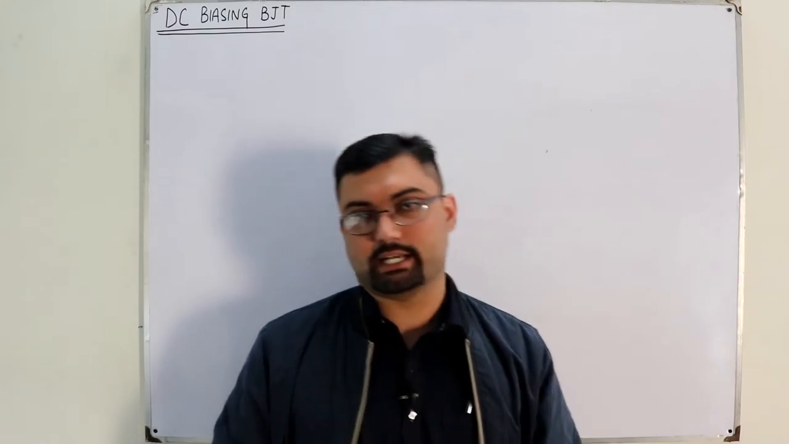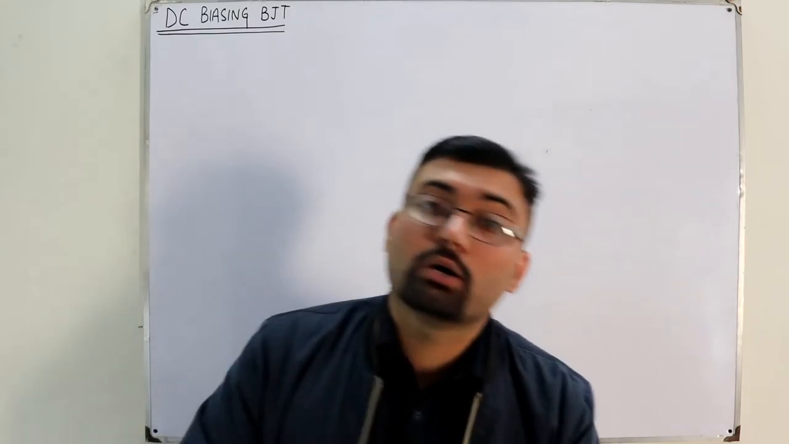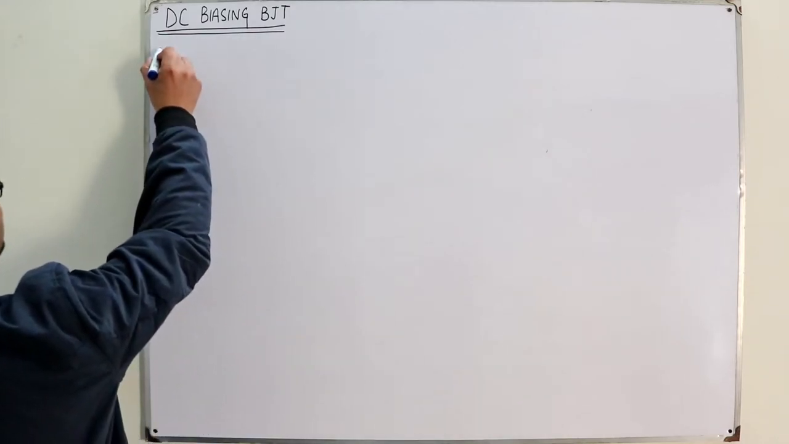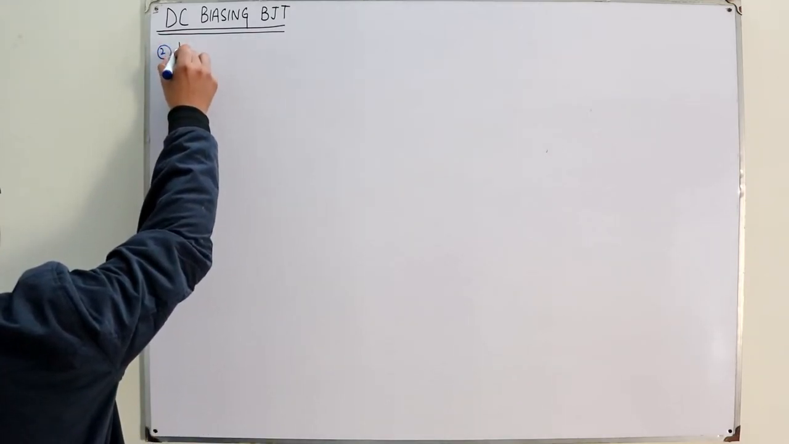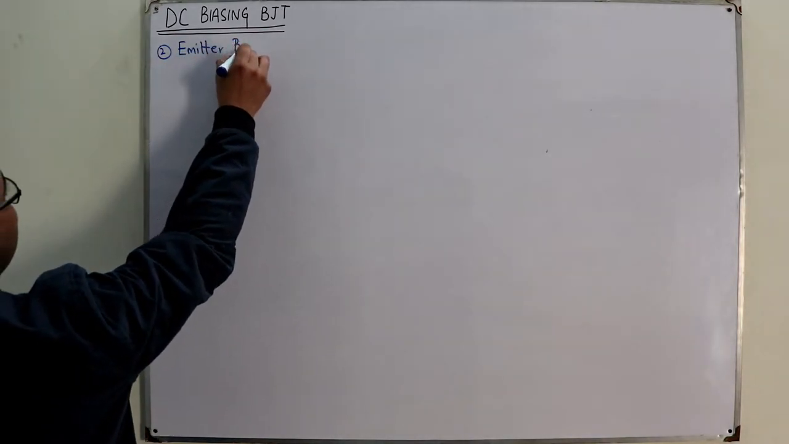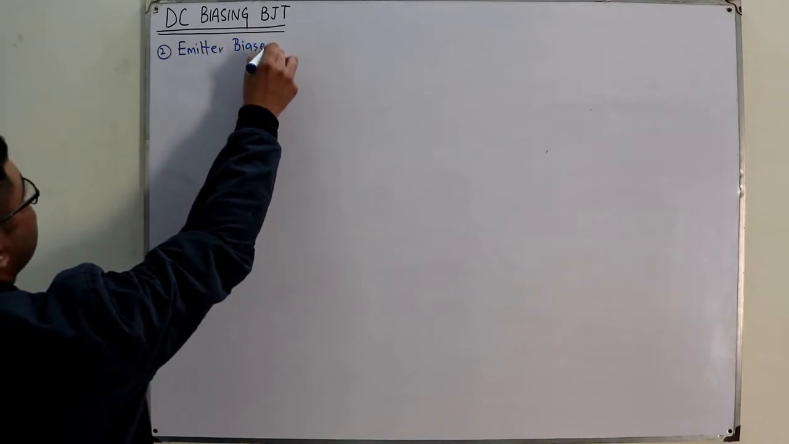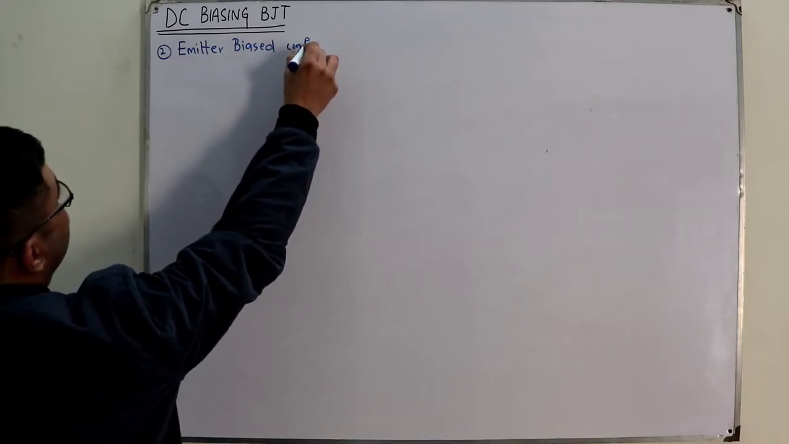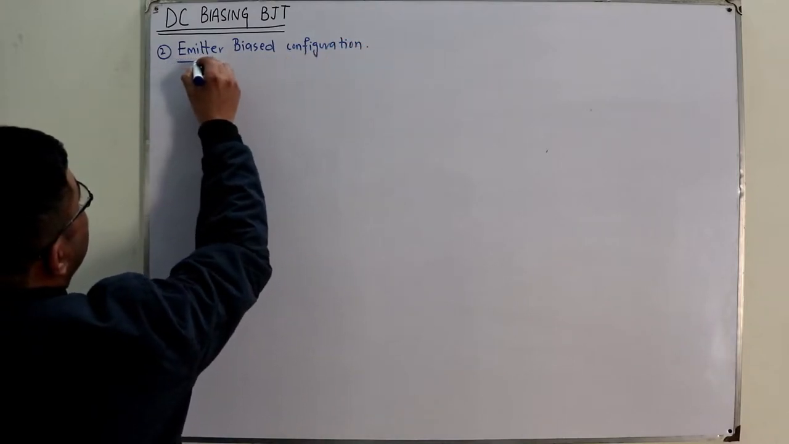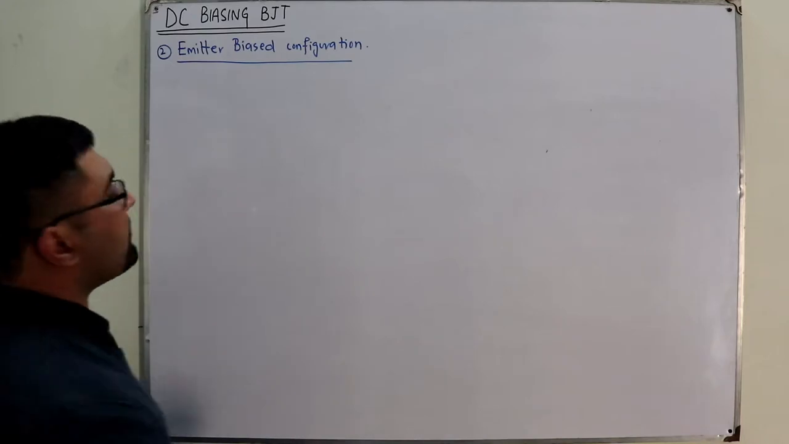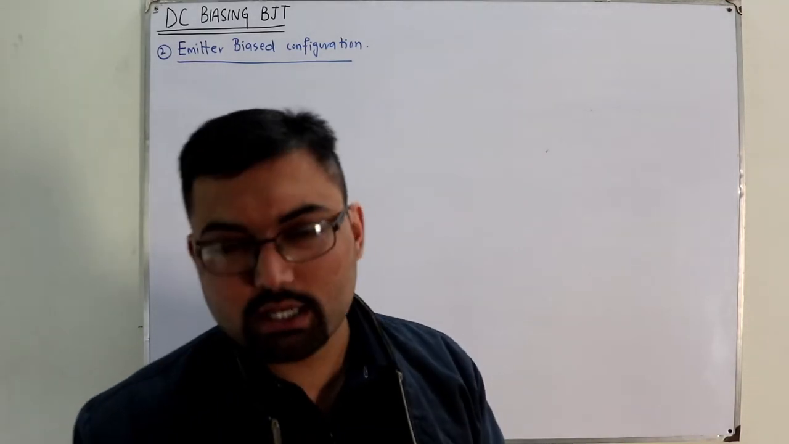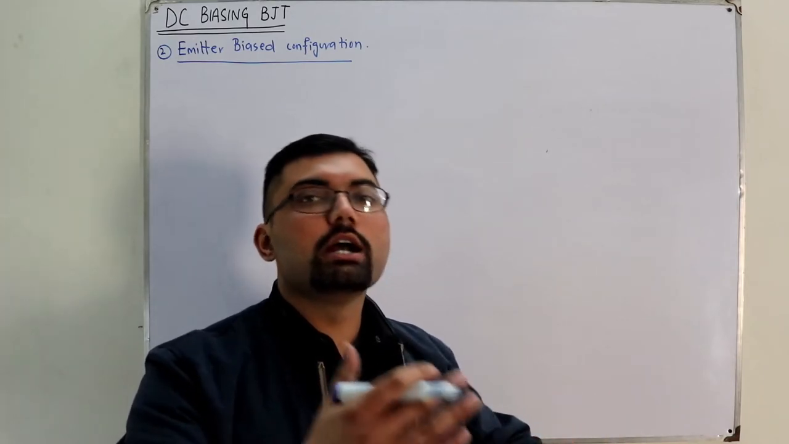With the next biasing configuration. The first that we saw was the fixed bias configuration. Today, what we see is the emitter bias configuration, the second, emitter biasing or emitter biased configuration. And what is this? This is basically the same thing as the previous, with the only difference that we introduce a resistance in series with the emitter leg.